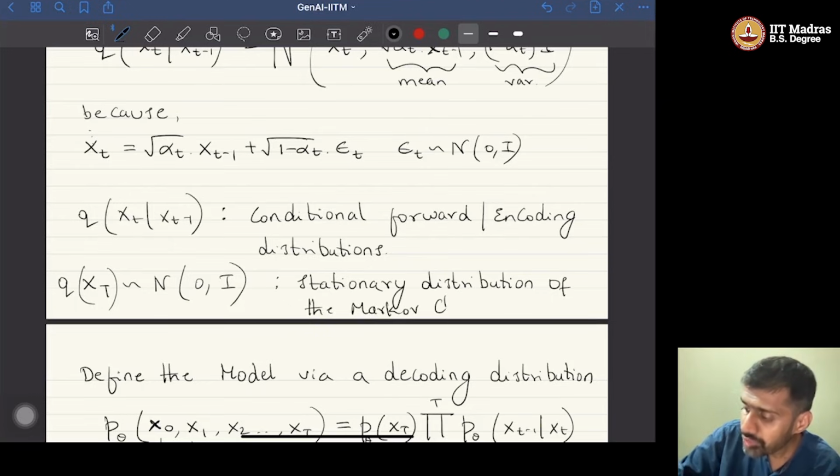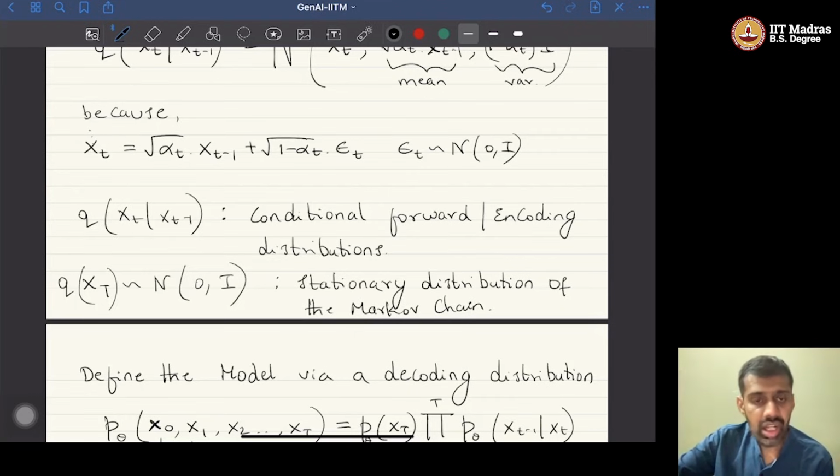The Markov chain. So now if you have a first order Markov chain with this particular definition, one can show that the stationary distribution of that particular Markov chain happens to be a Gaussian distribution. Okay, so this is another known property that we will be using as we move on.